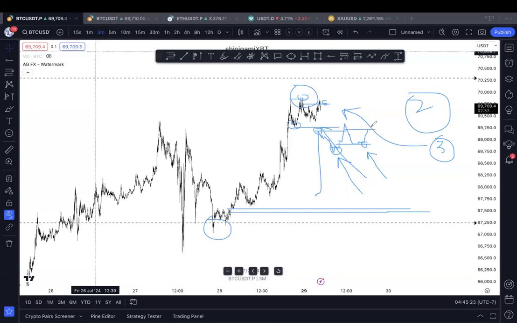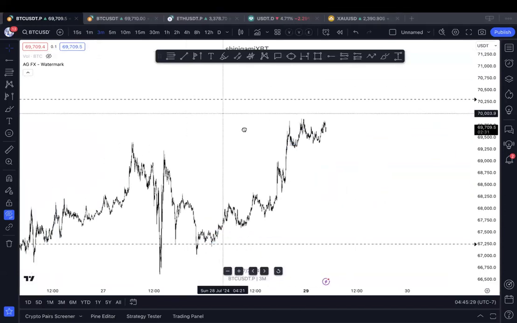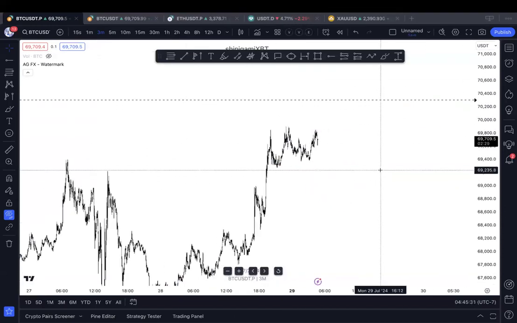And what it does is it comes into another POI, which if I just delete it here and we zoom in a bit here.